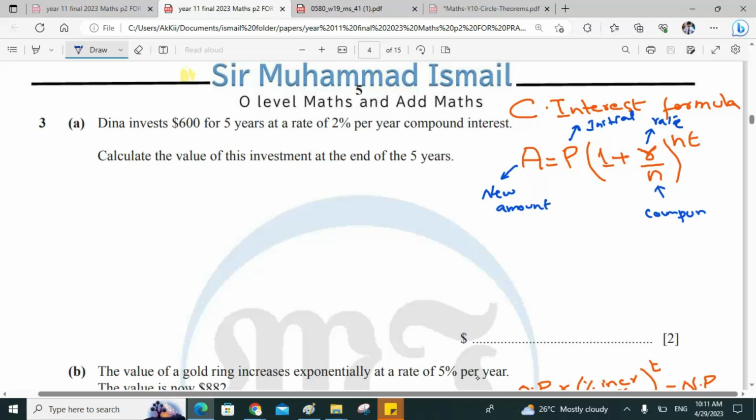A is your new amount. P is the principal, the initial amount or principal amount. R is the rate which should be in the fraction, N is the compounding, and T is the time in years.